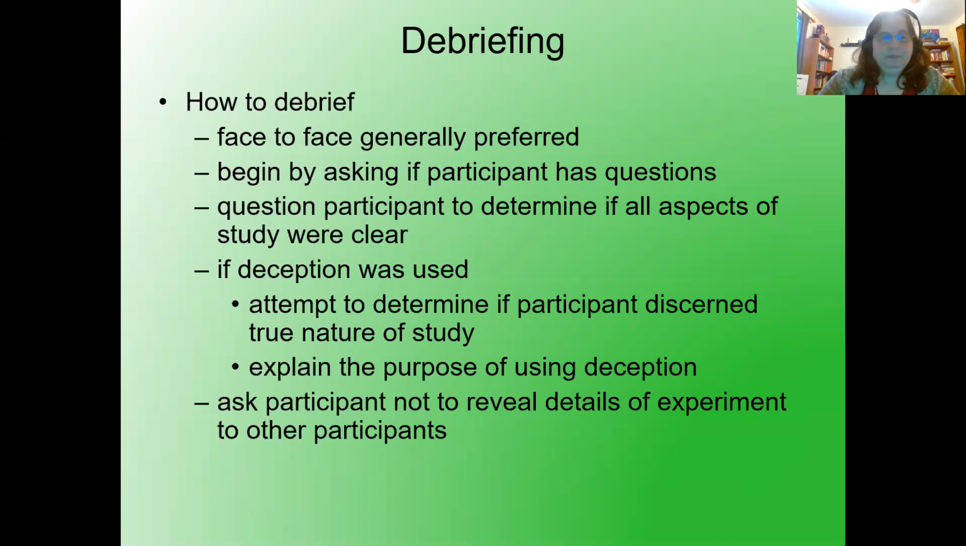Okay. And then, of course, you want to ask participants not to reveal the details of the experiment to other participants. That's an important piece as well. Because unless they're the last participant you're ever going to run, you still have more participants. You don't want them to know what the study was actually about if you're using a form of deception.